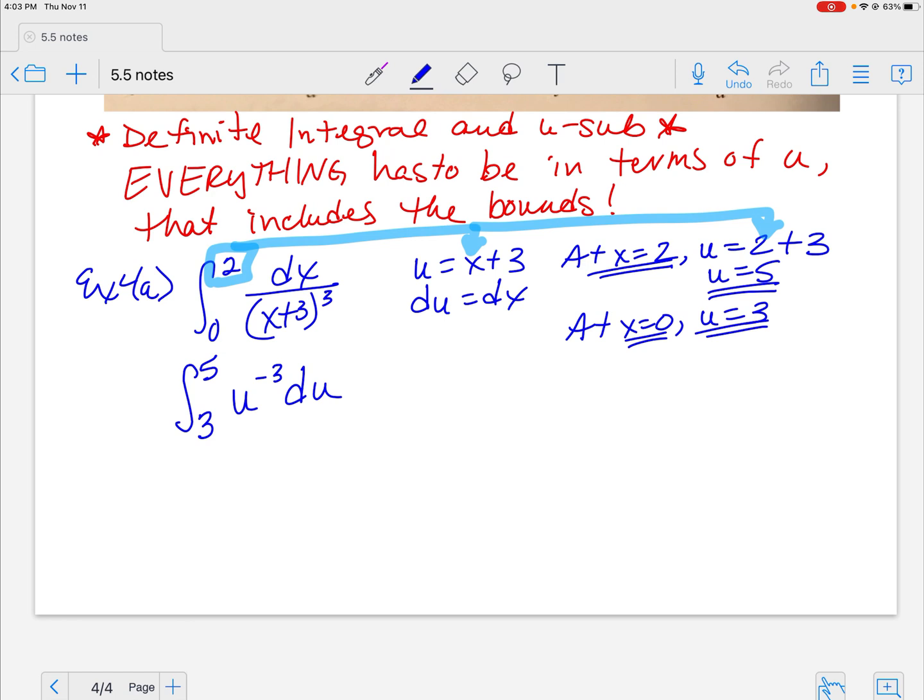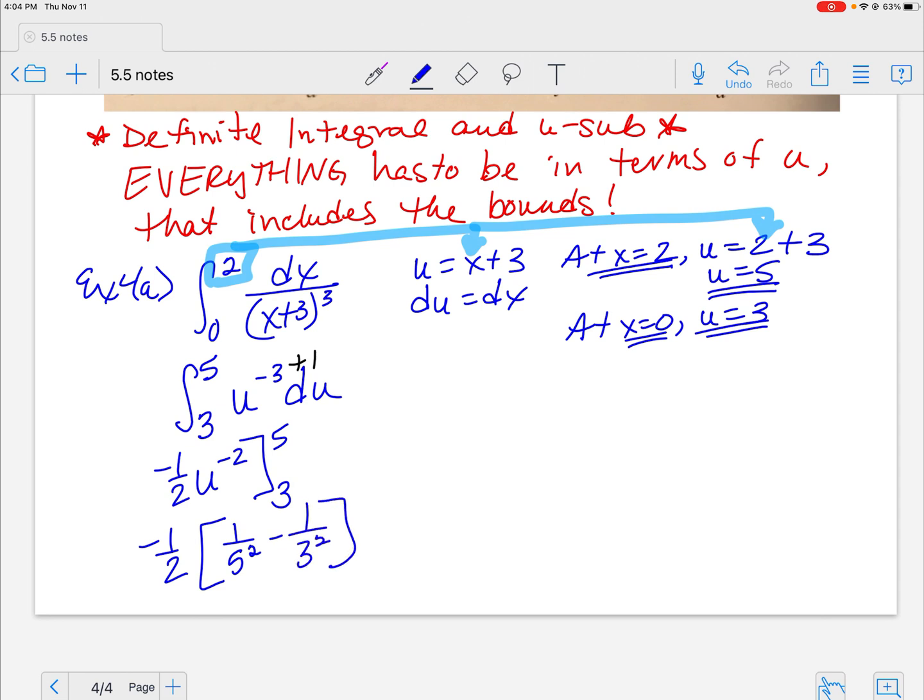Now we take the antiderivative. I probably should have gone to the other page, huh? Oh well. So I'm going to add 1 to the exponent, and I end up with u to the negative 2, bringing that in front as a negative 1/2. And that's going to go from 3 to 5. I'm going to leave the negative 1/2 in front because I've got enough fractions to deal with. So I've got 1 over 5 squared minus 1 over 3 squared. I'm going to bring this up here. So I've got a negative 1/2, and then I've got 1/25 minus 1/9.